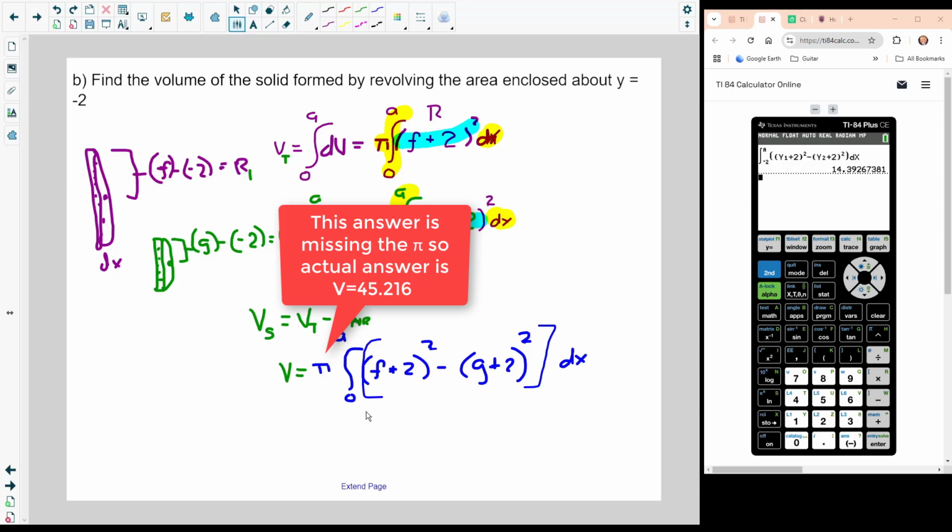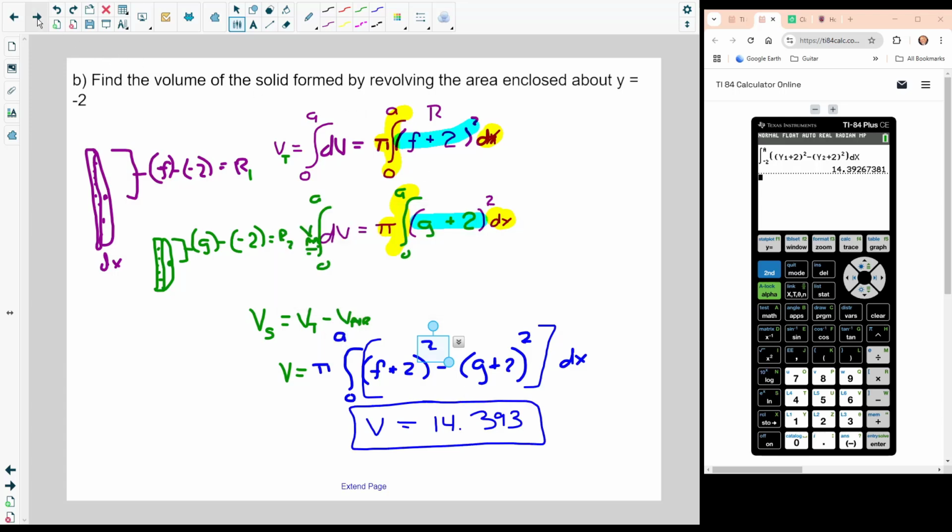All right, anyway, the volume equals 14.393. Remember, 3 decimal place accuracy, super important. Okay, let's move on to C.